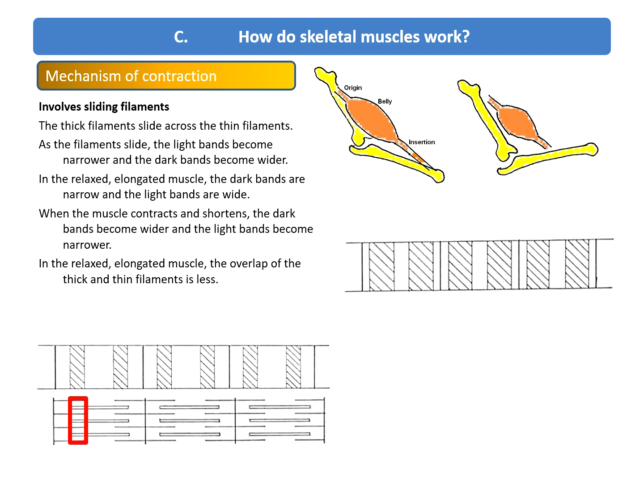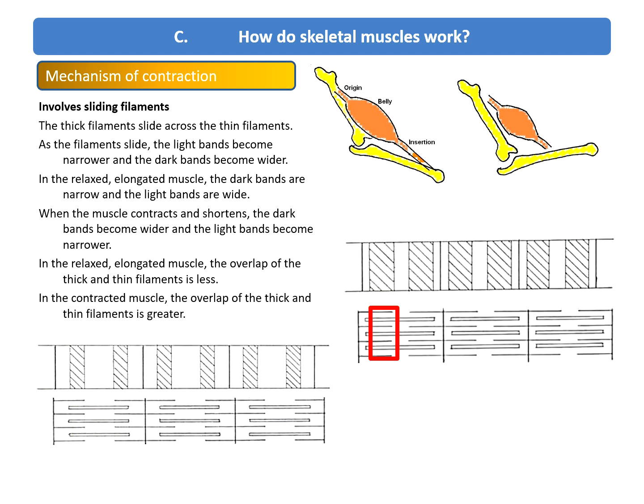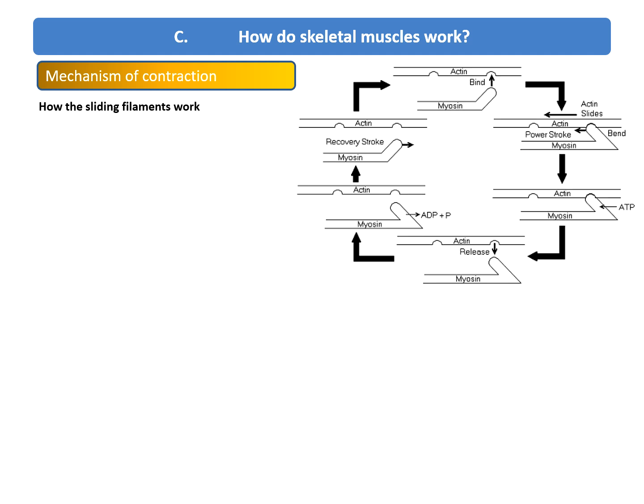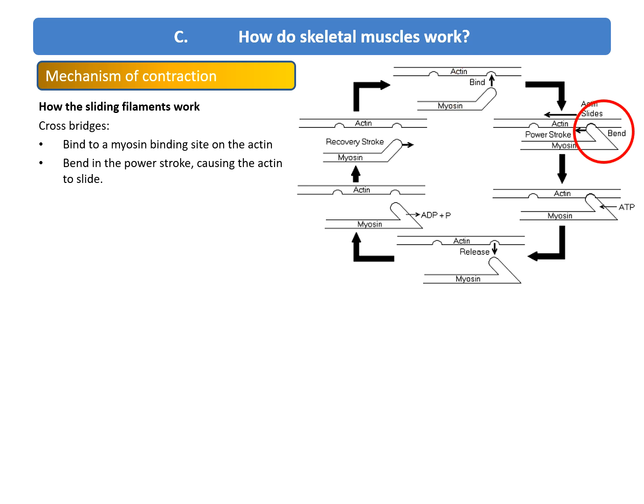In the relaxed, elongated muscle, the overlap of the thin and thick filaments is less. In the contracted muscle, the overlap of the thick and thin filaments is greater. Let's look at how the sliding filaments work. Cross bridges on the myosin molecules bind to the myosin binding site on the actin. They automatically bend. This is the power stroke, and it causes the actin to slide.